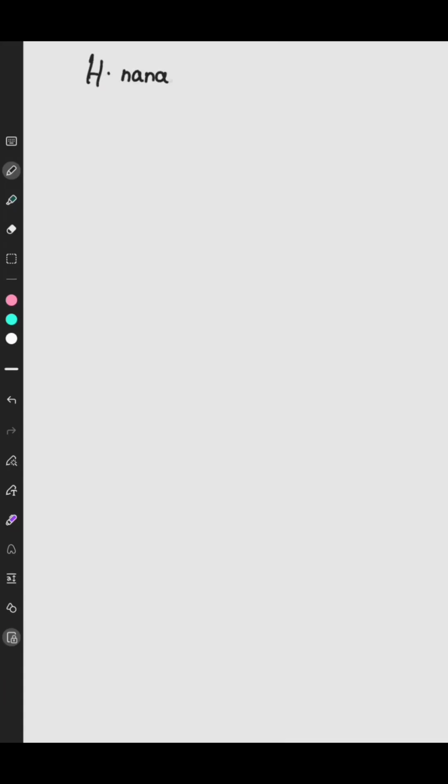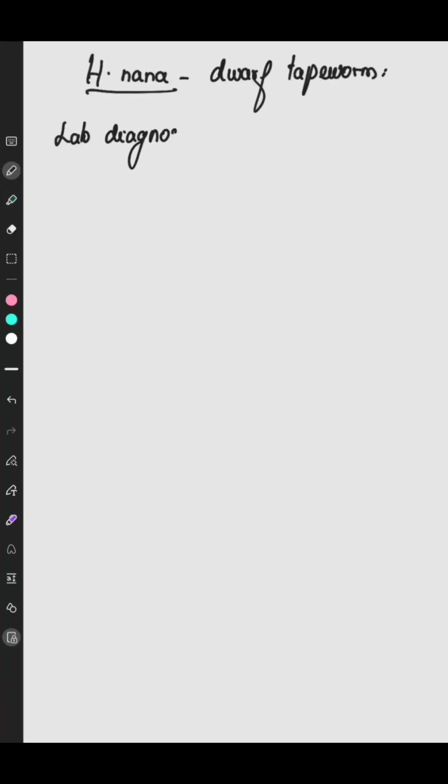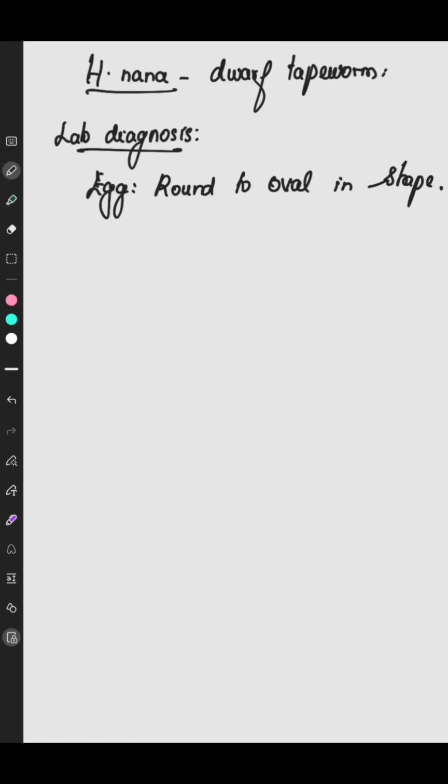Now let's move on to Hymenolepis nana. Hymenolepiasis. Hymenolepis nana is also known as dwarf tapeworm. Man acquires infection by the ingestion of food and water or else by auto-infection. Now let's see the laboratory diagnosis. In Hymenolepis nana stool microscopy, you can detect the egg. The egg will be round to oval in shape. The egg will be non-bile stained, so colorless in the saline mount.